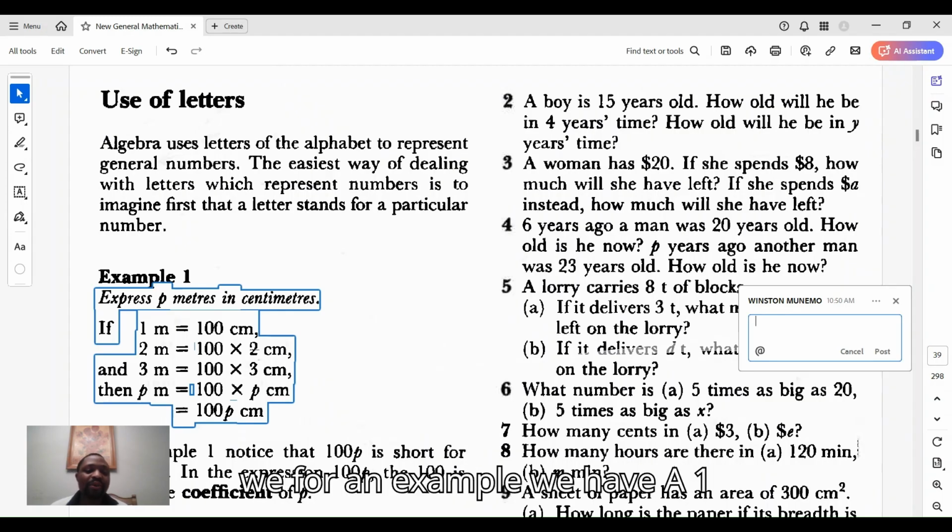If, for an example, 1 meter is equal to 100 centimeters, this is well known by everybody. Then 2 meters is equal to 100 times 2 centimeters. Then 3 meters is equal to 100 times 3 centimeters. So now when we have p meters, which is equal to 100 multiplied by p centimeters.